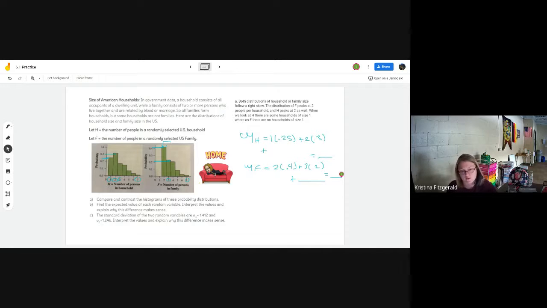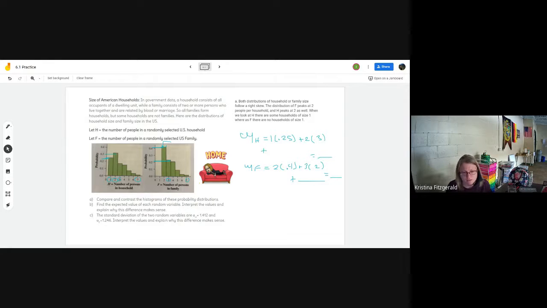Now, why are these different? Why would it make sense that these are different? Let's interpret first. We would say the expected number of people that live in a randomly selected U.S. household is whatever we find here for H, if we select many, many households. And for F, the expected number of people living in a randomly selected U.S. family is, fill in the blank with whatever this number ends up being, if we select many, many families randomly in the U.S.